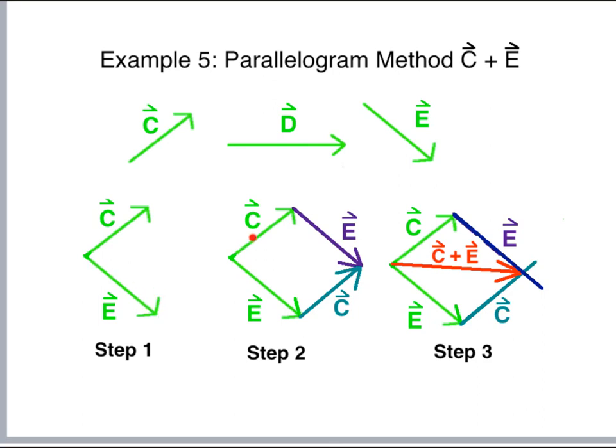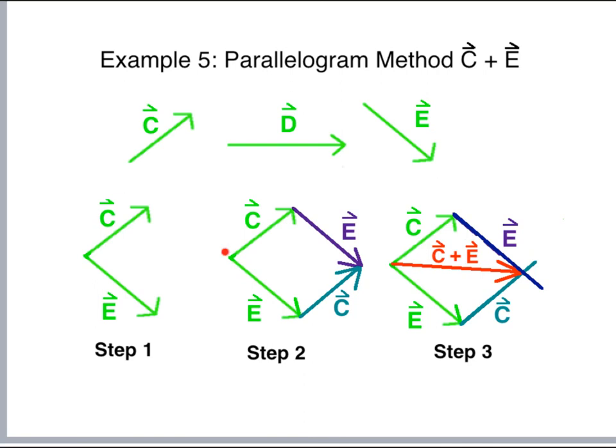Now, what I want to do is take my vectors and repeat them. So I've got my C vector, I've repeated it here. I've got my E vector, I've repeated it there, so that I form a parallelogram. And so I can draw the diagonal of my parallelogram, and that's going to be C plus E. That's the way to do it.